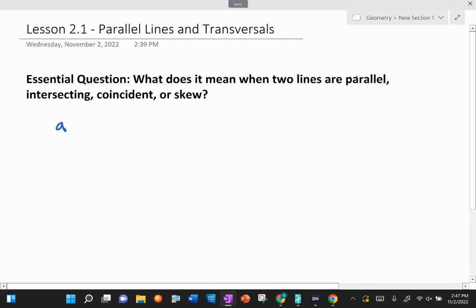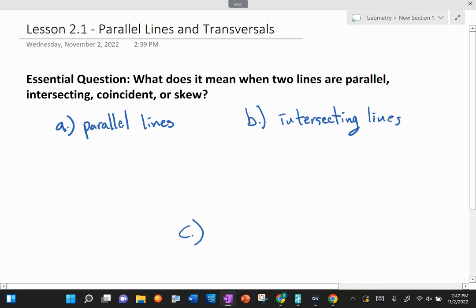Okay. Letter A: parallel lines. Letter B: intersecting lines. And then letter C: coincident lines.